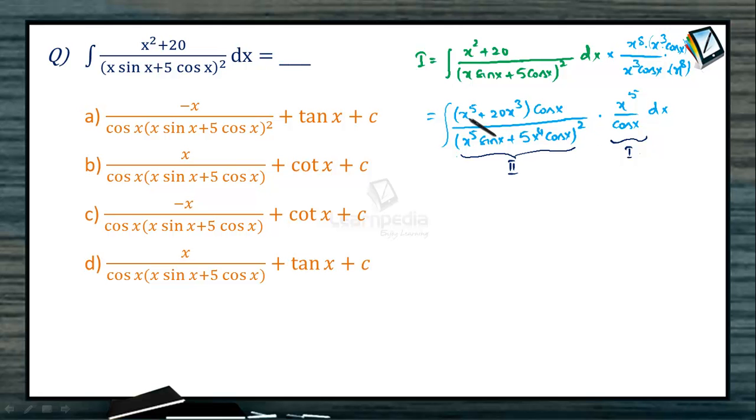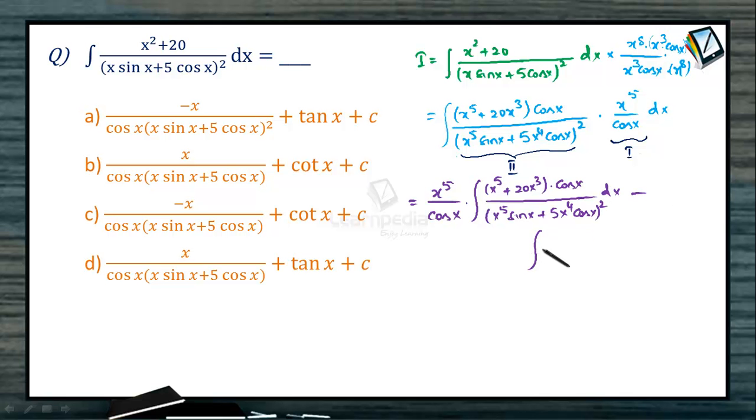Then how will be the integral of the given function as a product of two functions? This would be the first function as it is, that means x⁵ by cos x, times the integral of the second part, (x⁵ + 20x³) cos x by (x⁵ sin x + 5x⁴ cos x) whole square dx, minus the integral of d by dx of the first function, that is x⁵ by cos x, into the integral of the second part, that is (x⁵ + 20x³) cos x by (x⁵ sin x + 5x⁴ cos x) whole square dx.